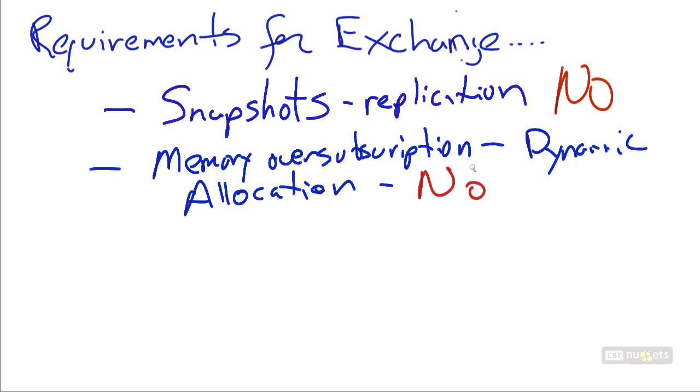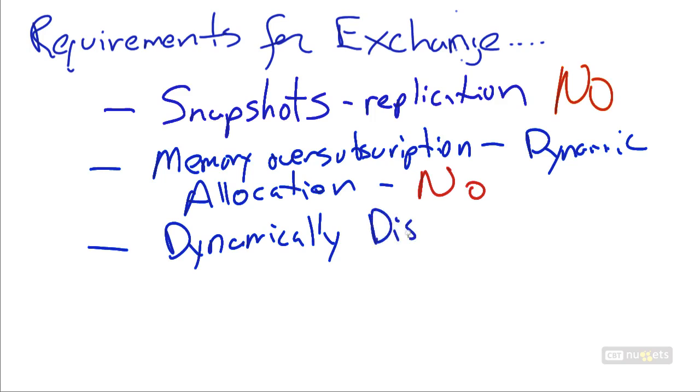So when it comes down to setting up the VM, the actual frame that your Exchange environment is going to run in, it's pretty simple. Don't snapshot it. Don't use anything like dynamic memory allocation. Don't use dynamically growing disks. You're going to want to use a fixed disk size.